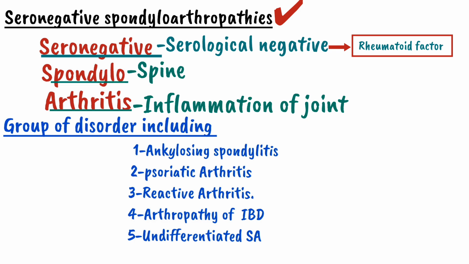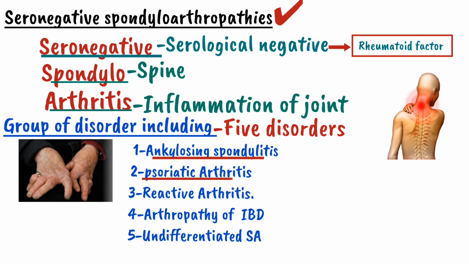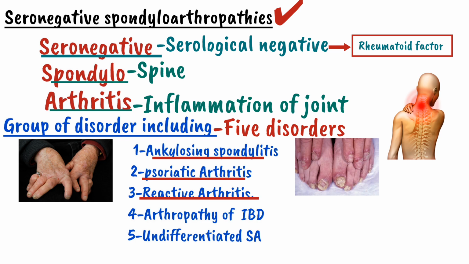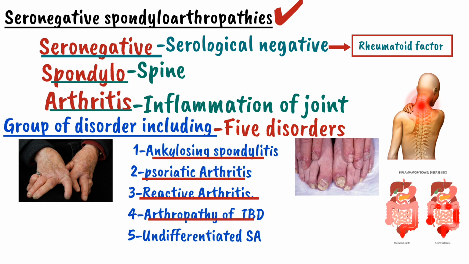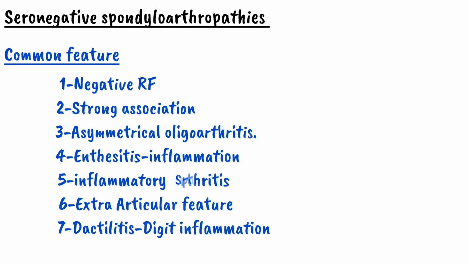These include a group of disorders. Characteristically, there are five disorders included in seronegative spondyloarthropathies. These include ankylosing spondylitis, psoriatic arthritis, reactive arthritis, arthropathy related to inflammatory bowel disease, and undifferentiated seronegative spondyloarthropathies. All of these disorders show common features, such as a negative rheumatoid factor.